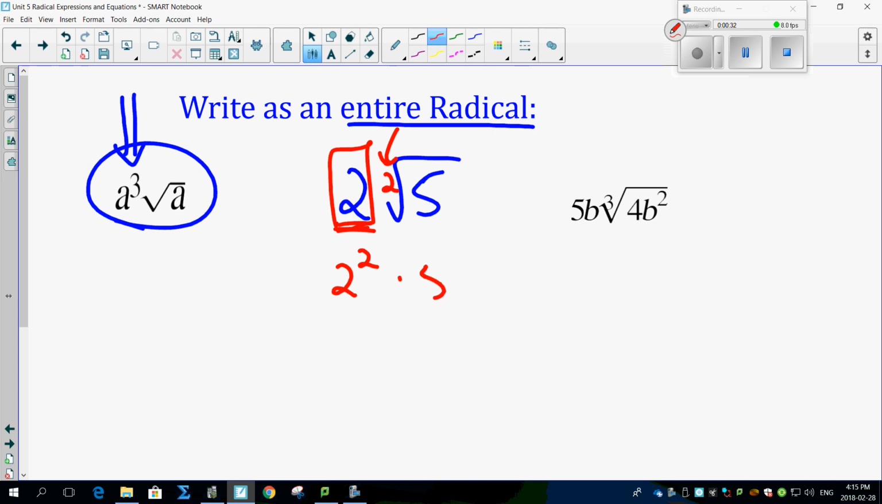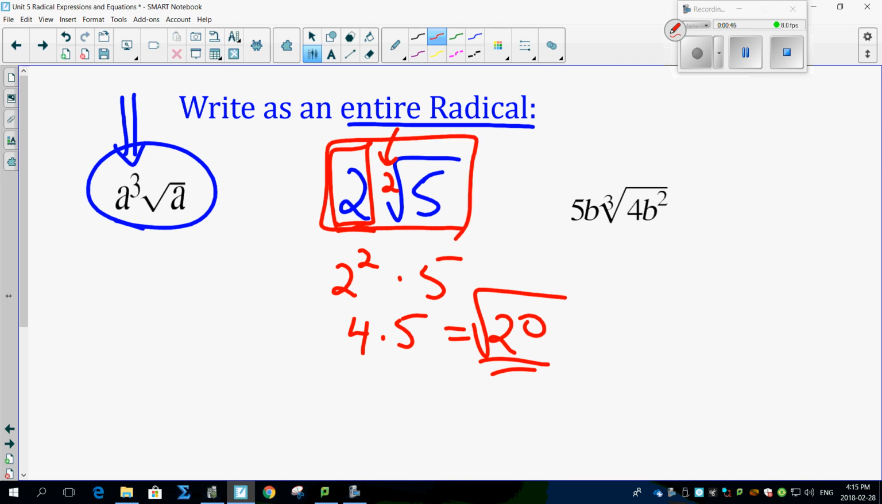And then we had 5 sitting out here. So 2 squared is 4. 4 times 5 is easy. That's 20. And then I would just take that and put it underneath the entire radical, and that was the original radical, right? So we went from root 20 to 2 root 5. Okay, so let's do the same thing for this guy over here.